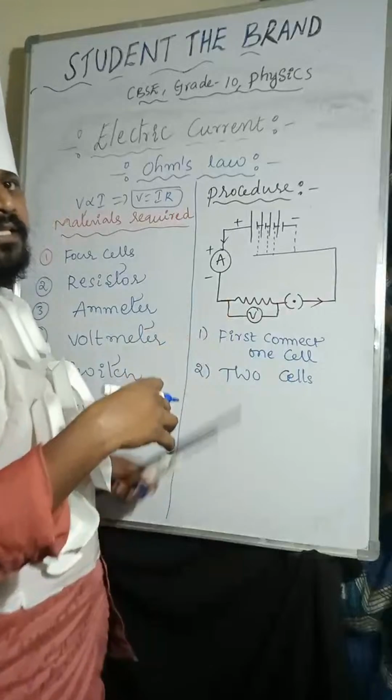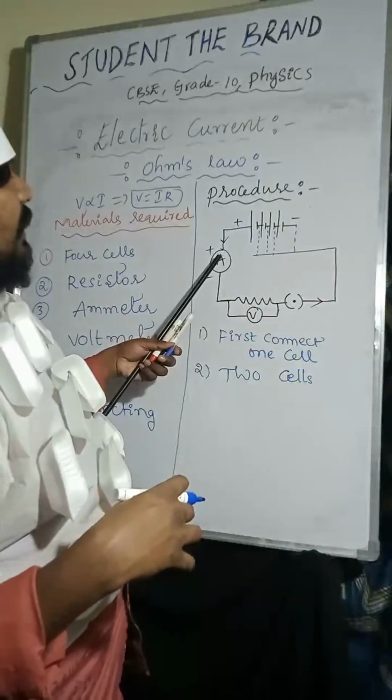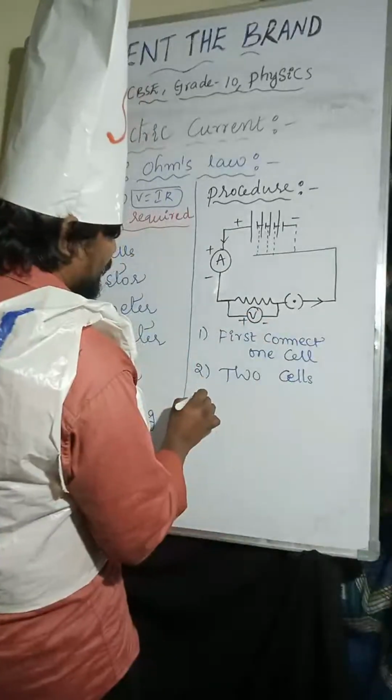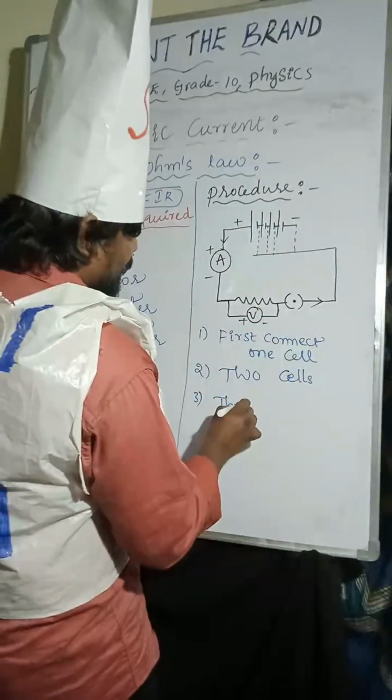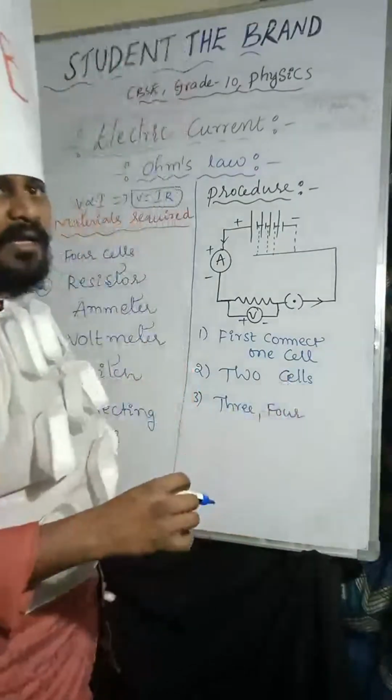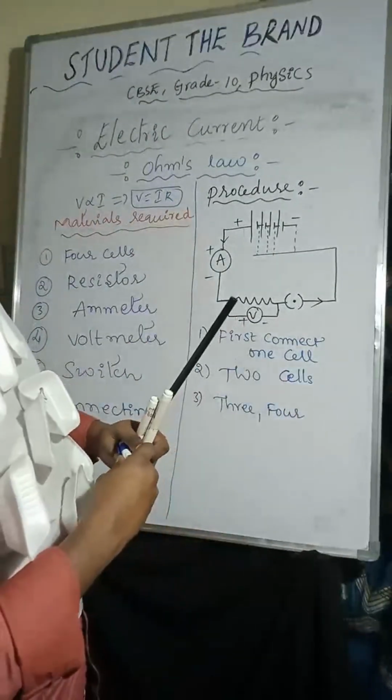You have to observe the reading of the ammeter and voltmeter and repeat the process for 3 and 4 cells. Okay, so once again, observe carefully here.